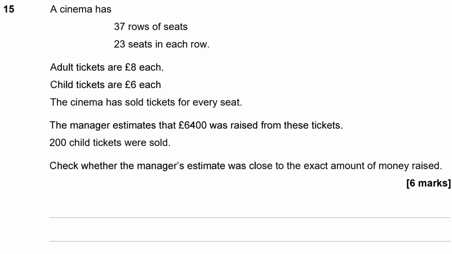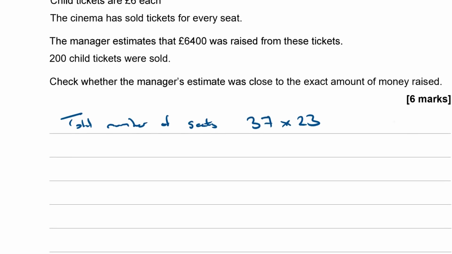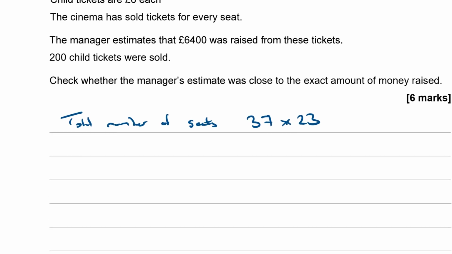Okay, well, we've got quite a lot of work to do here to work this out, haven't we? So where to start? Why don't we start off with working out how many seats there were altogether. So total number of seats. Now that's going to be 37 times 23. Okay, how do you do your multiplication? Maybe do column multiplication, maybe you use the grid method.